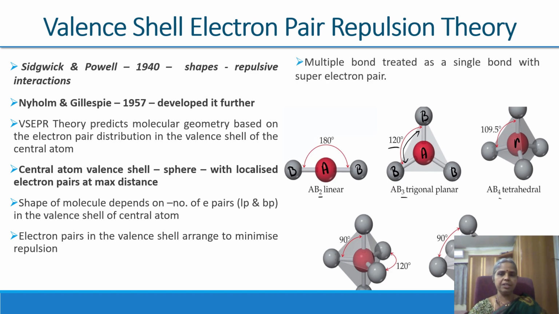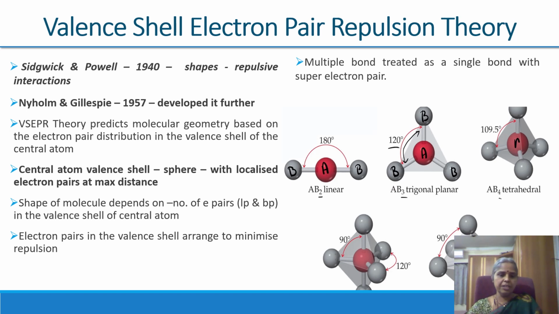Now you can see here multiple bonds. One of the salient features of this theory is that multiple bonds are treated as a single bond with a super electron pair. Suppose there is a double bond. That means there are two pairs of electrons, but still it is considered as one electron domain. That means 4 electrons are considered as a super electron pair. So, this particular theory treats multiple bonds also as a single bond and the electron pair as a super electron pair.